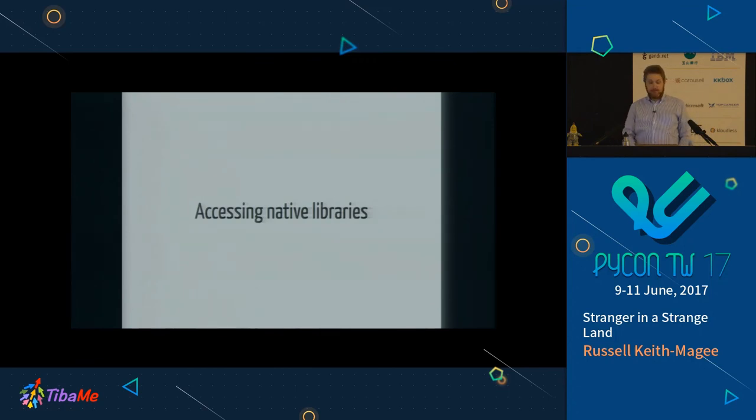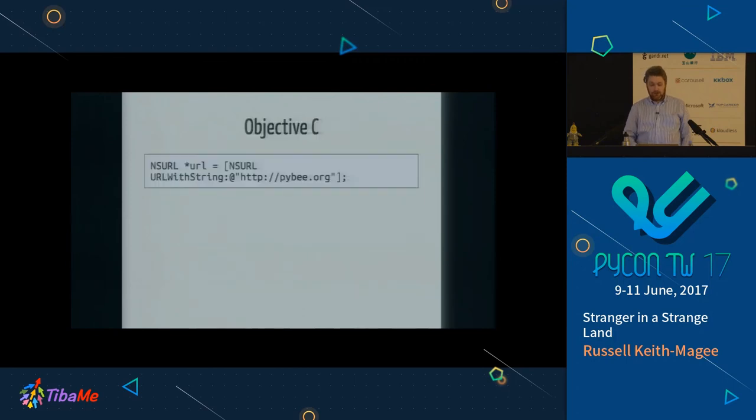On iOS, for example, and macOS, they're written in Objective-C. Are you out of luck? Well, luckily, no. Here's some sample Objective-C code for creating a URL object. Now, the syntax, if you come from a Python space, is going to look a little bit odd. What we're essentially doing here is saying, okay, we're going to get the NSURL class, and we're going to pass it a URLWithString message that takes as an argument an Objective-C string that says http://pybee.org. We're going to pass that message in. It's going to give us back a pointer to an NSURL object, which is an object that we can then use in our operations.